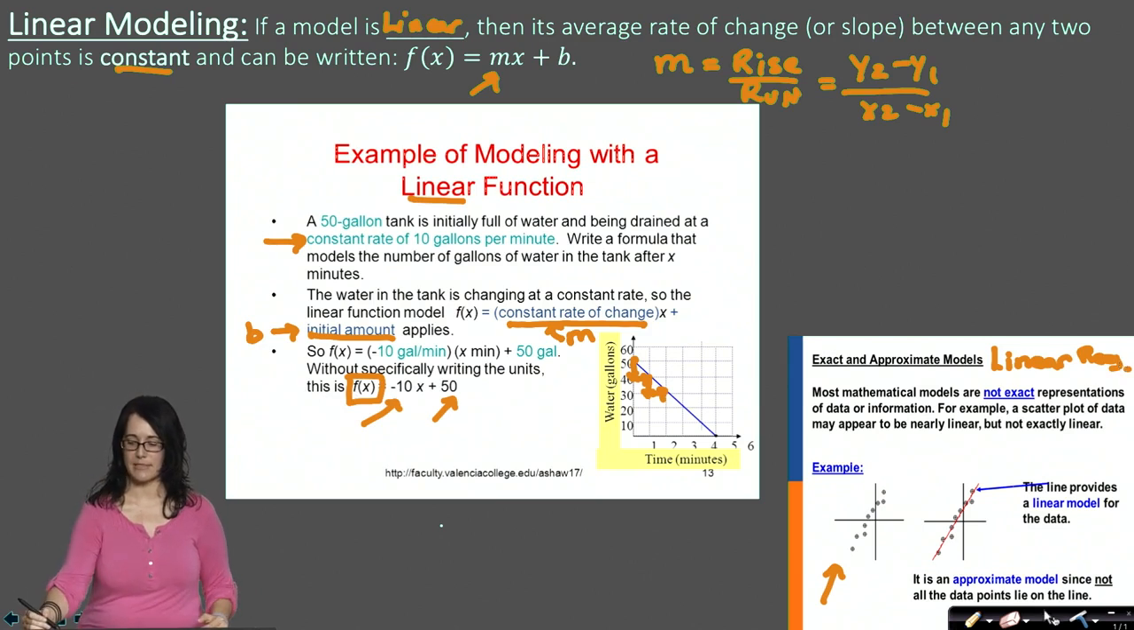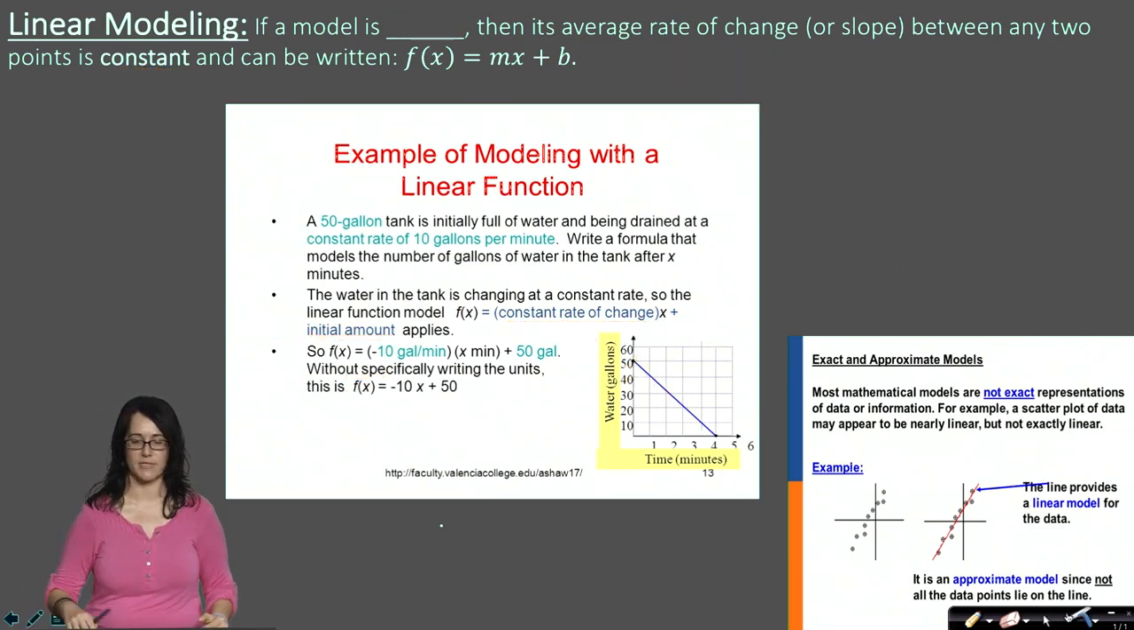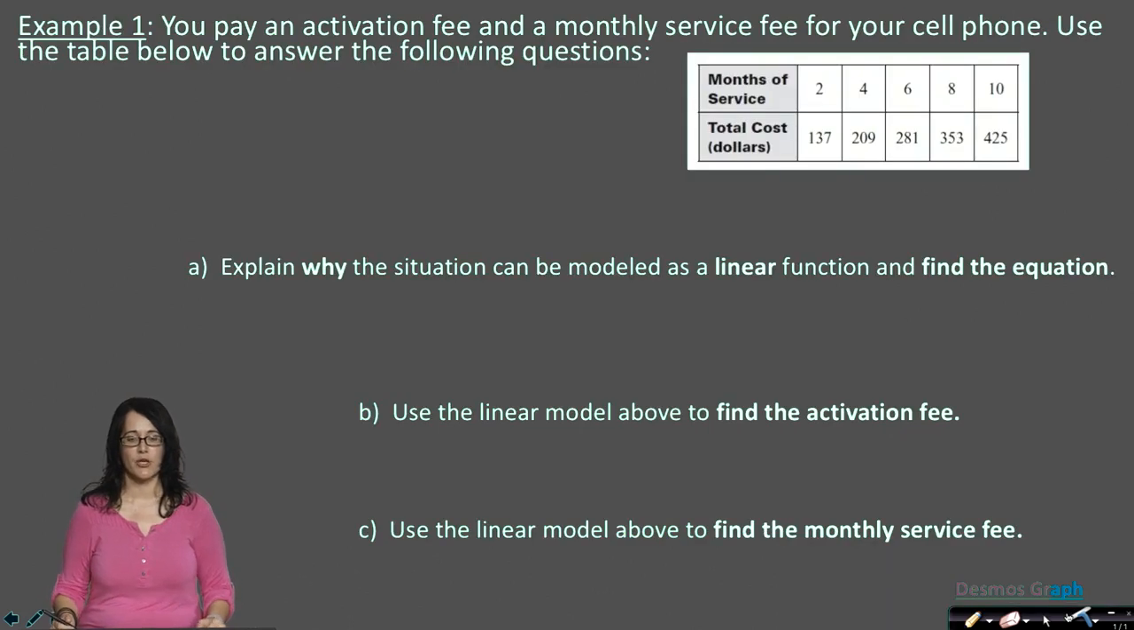Okay, so let's continue with our discussion of linear models in our first example, where it says you pay an activation fee and a monthly service for your cell phone. This sounds about right in America. Typically we do have a monthly plan and we do have to have an activation fee unless for some reason we get that waived, right? So we pay an activation fee up front one time, and then every month we pay an additional monthly fee.